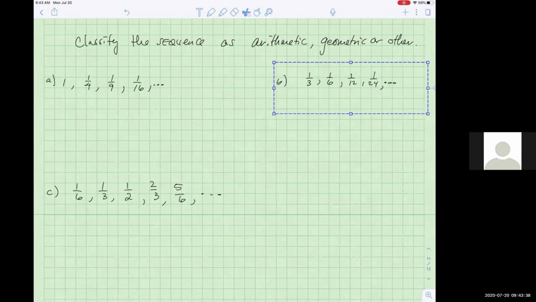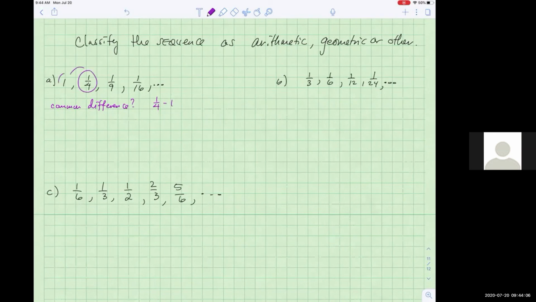Okay, so first thing they want us to do is classify these as arithmetic, geometric, or other. So what we're going to do is look at consecutive terms, and go through the motions of each one. If it's arithmetic, we should have a common difference. So common difference, let's find out. 1/4 minus 1. That was this term minus the term before it. Is -3/4.